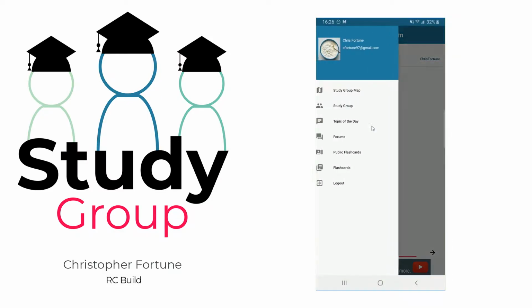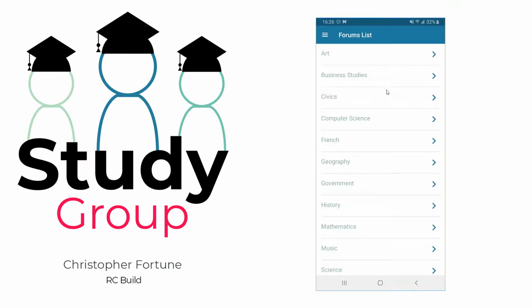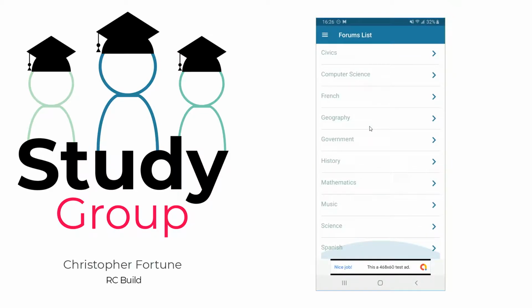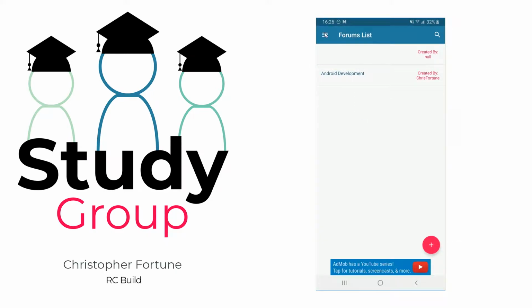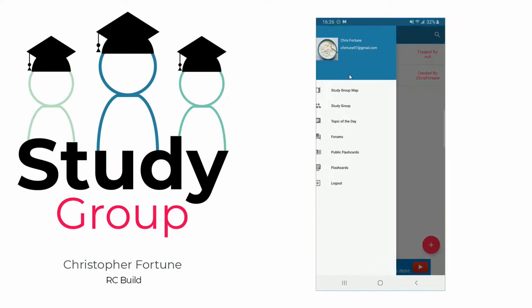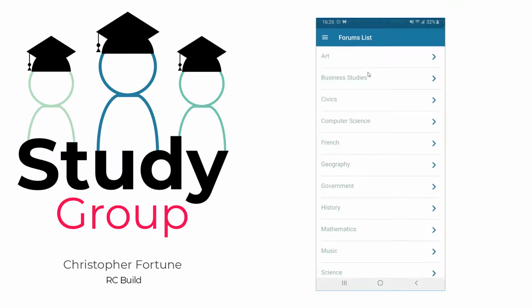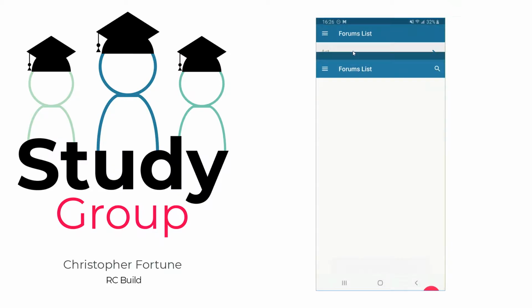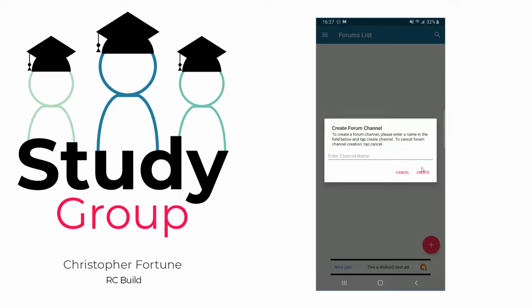If we go over here to the forums, in here there's preset subjects for the user to look at, and then from clicking on a subject, there are other channels that users have created. So if we wanted to go into art and create a forum channel, we can do so.